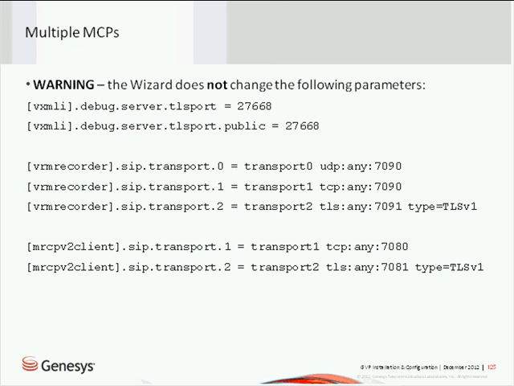One caveat, the wizard does not change certain things, so it doesn't change your debug TLS port for some reason. So you will have to change this manually. It also doesn't change your VRM recorder ports, so again, change those manually. You might as well set it, or if you use what I suggested earlier, I picked 7190 and 7191 in the second MCP. And for some reason, we only changed the transport 0 and not the other two transports, so you will have to change those accordingly. There's an ER open for this, so hopefully the next version of Genesys Administrator might have a fix for this.